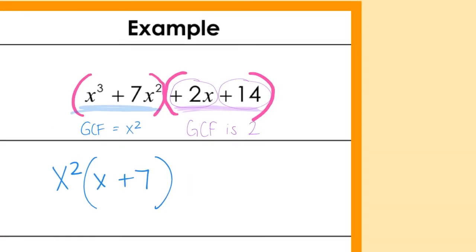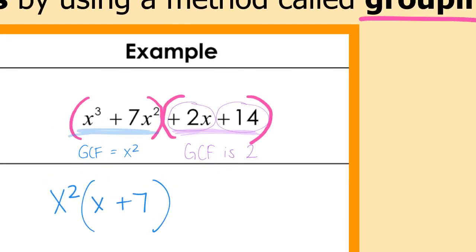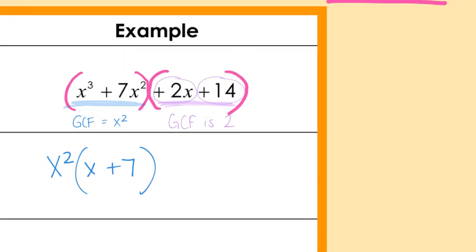So let's go ahead and take that out. We're going to take out the positive. Now I'm going to put positive 2, and there's a reason why. We're going to take out positive 2. I'm going to write the plus sign, plus 2. And then in parentheses, what do we have left over? Well, 2x divided by 2. If I take the 2 out, the only thing I would have left is an x. And 14 divided by 2 is 7. So I'm going to write plus 7.